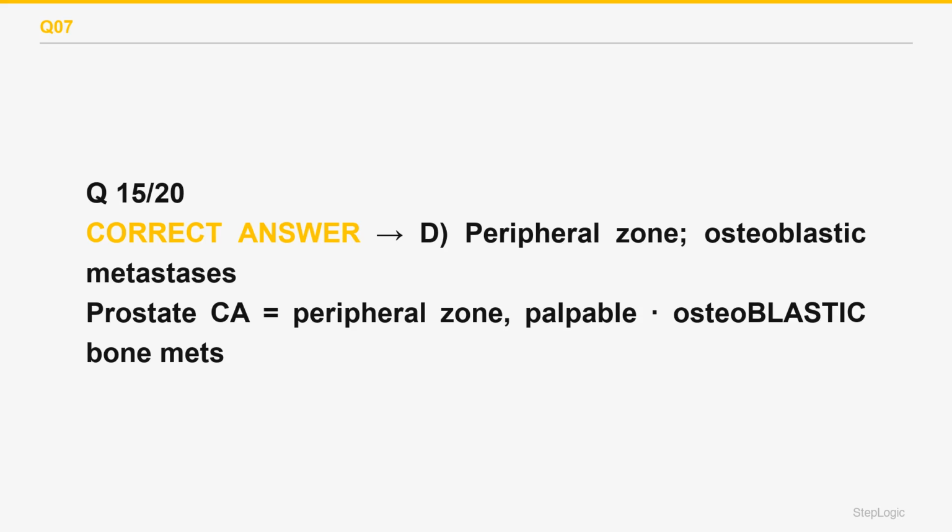The osteoblastic metastases spread through the vertebral venous plexus, Batson plexus, to the axial skeleton. Grading uses the Gleason score, based on the glandular architecture. PSA is the screening and monitoring marker. Two pairings to remember: prostate cancer in the peripheral zone with osteoblastic mets, versus BPH in the transition zone with obstruction.